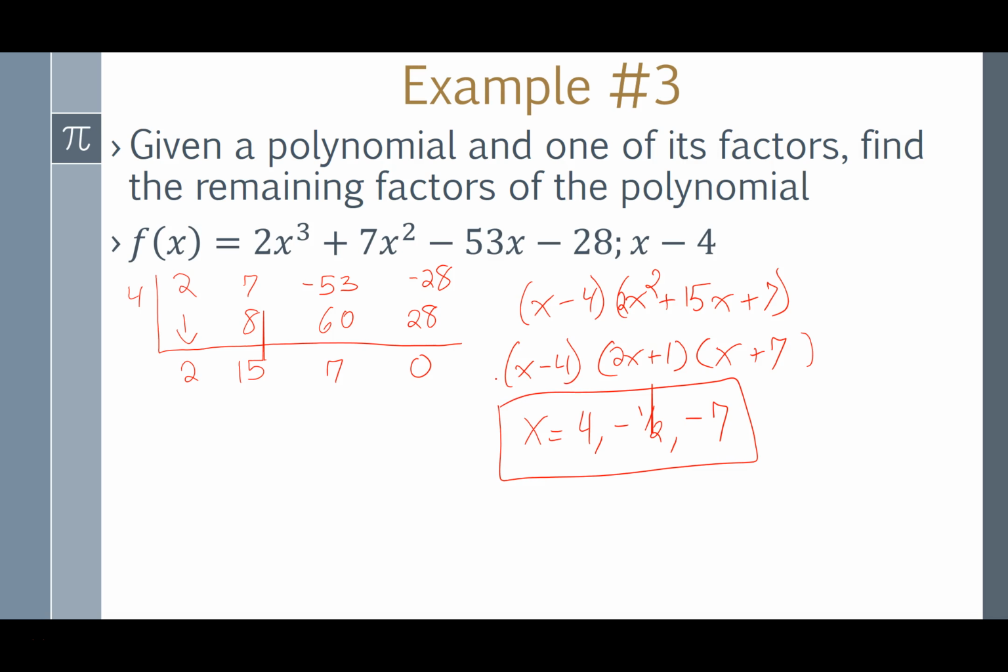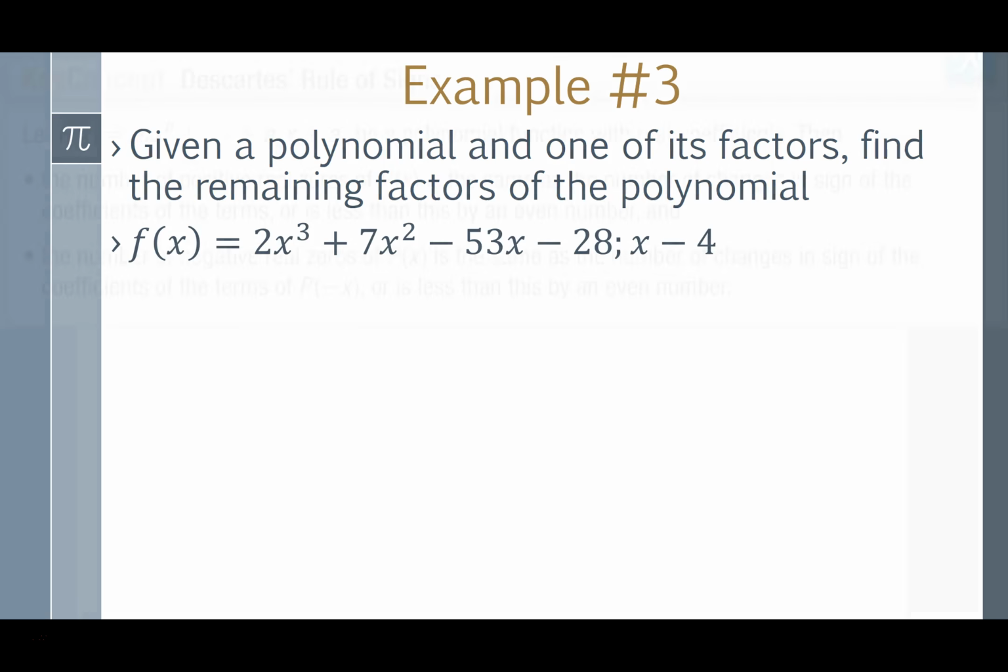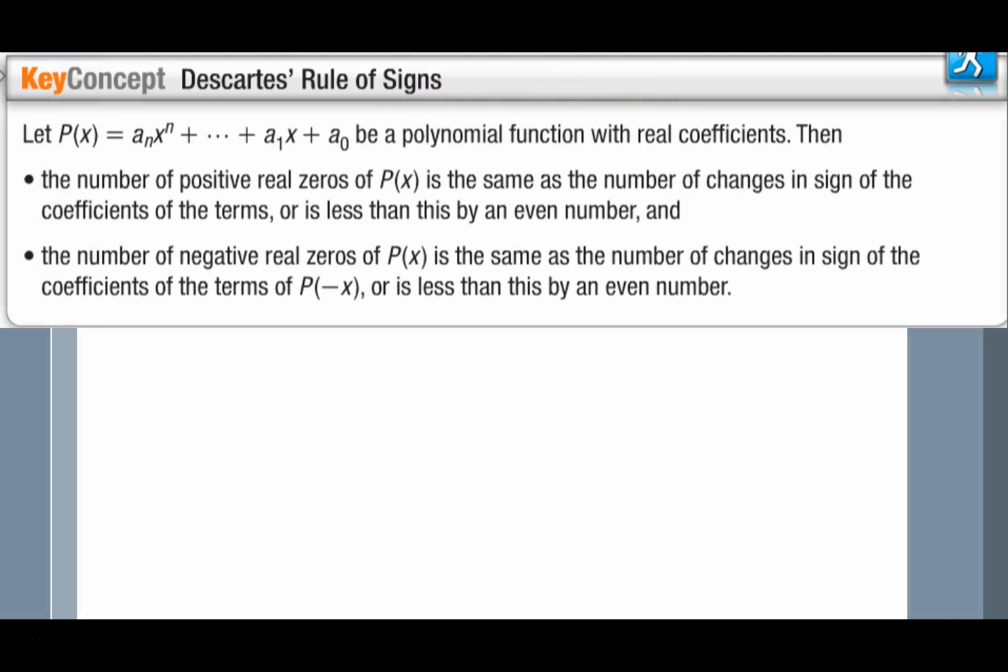Alright, so that's what I want you to do when you're given a polynomial and given a factor. Prove it is a factor and find the remaining ones. Synthetic division for the first step, and then factor the quadratic for the second step. Now, what we have right here is what we call Descartes' rule of signs. So this tells us how many positive and negative zeros can exist in our function.